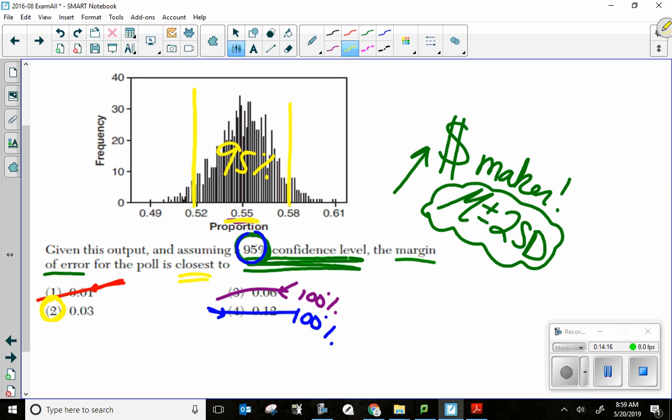Okay, that was a tricky one. But again, that comes to understanding that 95% is the common occurrence. That's 2 standard deviations away. That covers a majority of your data and just leaves a little bit on the outside that you don't cover. Again, they didn't want that exact. They just wanted closest. And again, that's choice 2.